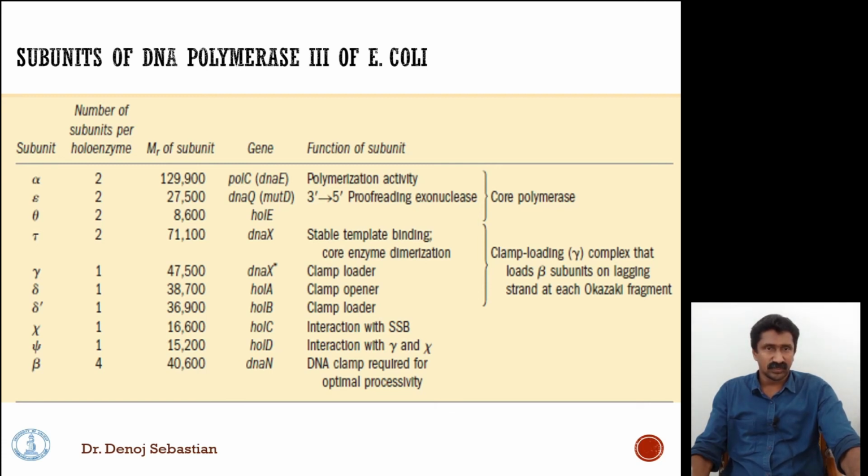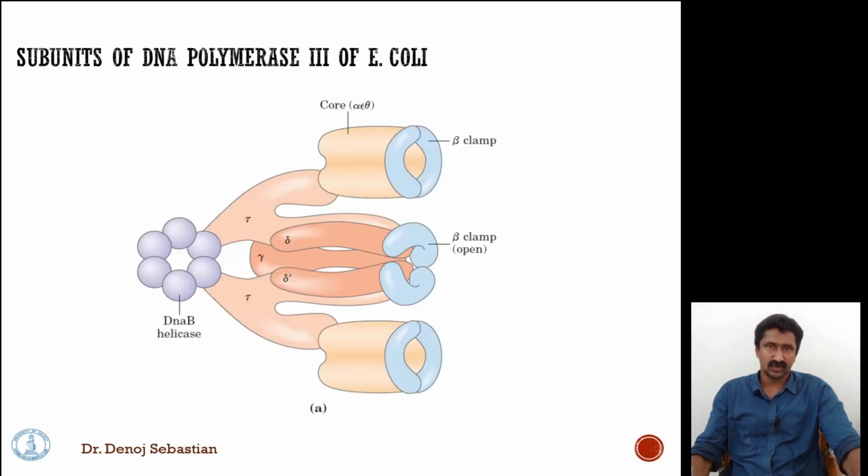Then there is the clamp loading protein, the gamma complex, that loads beta subunits on the lagging strand at each Okazaki fragment. So these are the tau, gamma, delta, delta dash. This is the clamp loader protein and clamp opener protein. So this is the protein, this one. Beta clamp and clamp loader and opener proteins. This is the region.